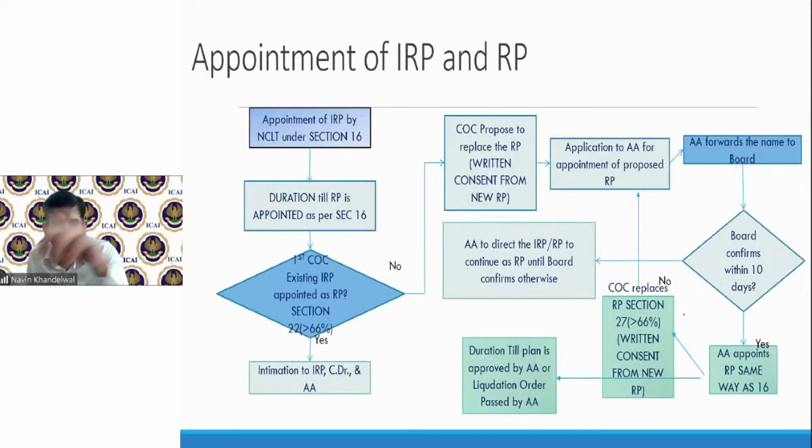Another question which can be asked is how the RP is appointed. The RP is appointed in the first COC meeting, as the IRP is appointed only till the first COC meeting. Can the old IRP be appointed as RP? The answer is yes, subject to the consent of the COC. Or the COC can propose and replace the old IRP with a new RP, provided consent has been taken from the new RP. But that appointment is subject to approval of the NCLT, so an application has to be made by the COC to the NCLT for appointment of the new RP. Is it clear?